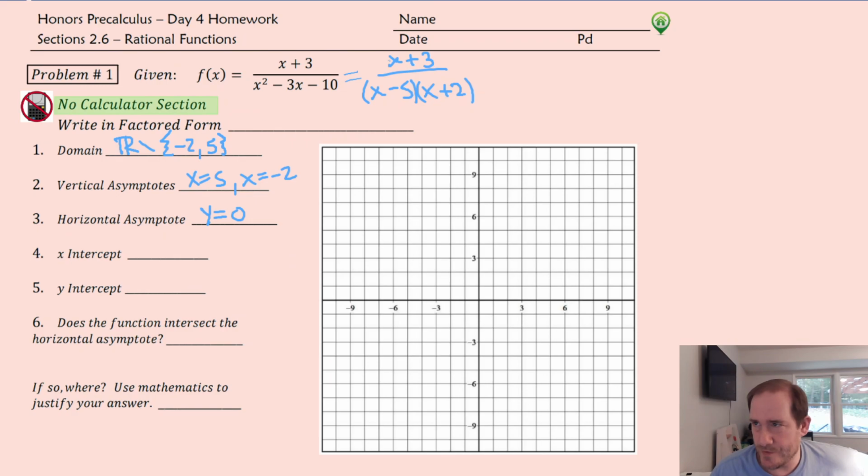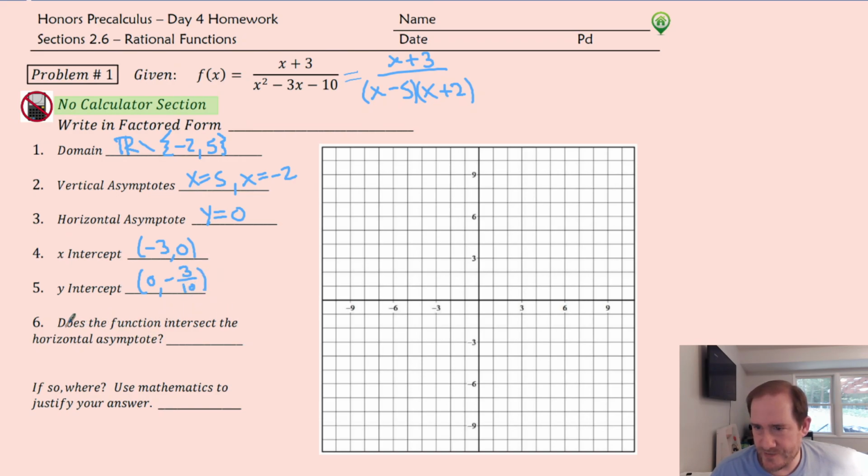Write it in factored form. I already did that over here. Our x-intercept is still the 0 of the numerator, so that'll be negative 3, 0. And our y-intercept is still what we get when we plug in 0. So f of 0 is going to give us 3 in the numerator, negative 10 in the denominator. So it'll be 0, comma, negative 3/10.